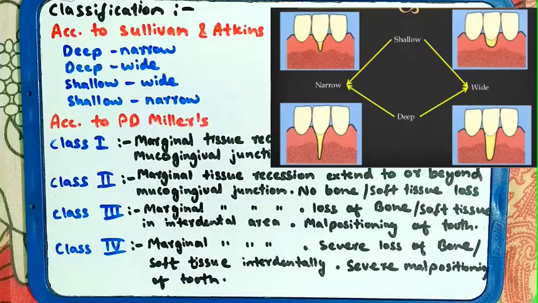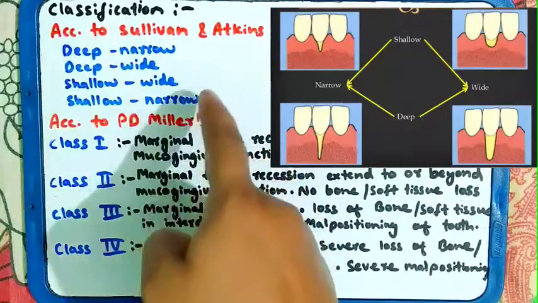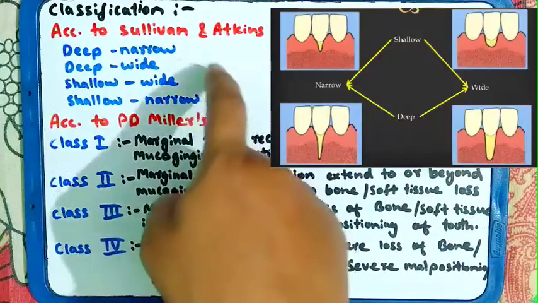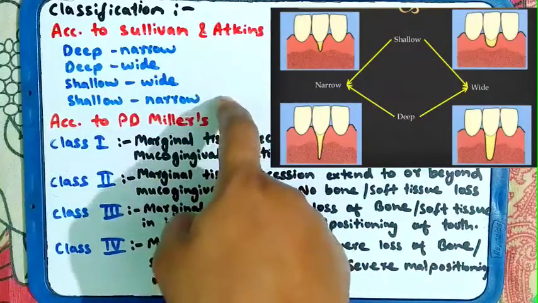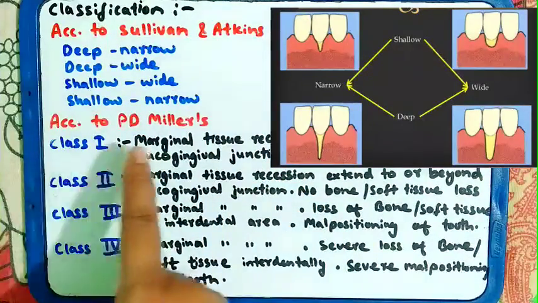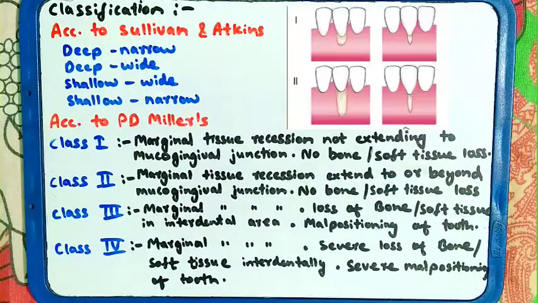Use this trick to learn: deep and shallow, narrow and wide. Or you can use narrow wide, deep shallow. Okay. According to P.D. Miller, P.D. Miller has classified four classes.